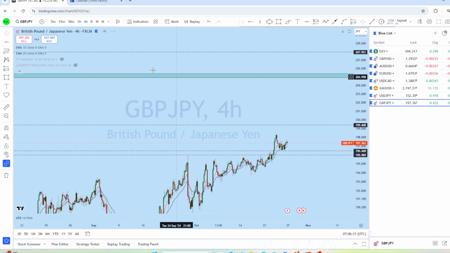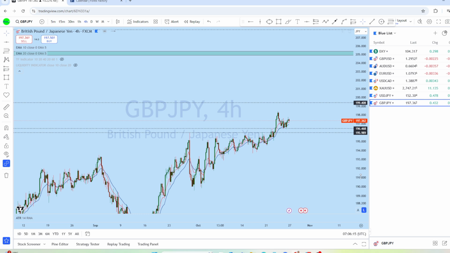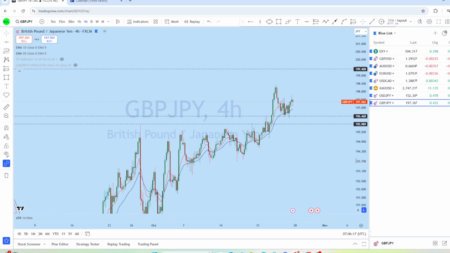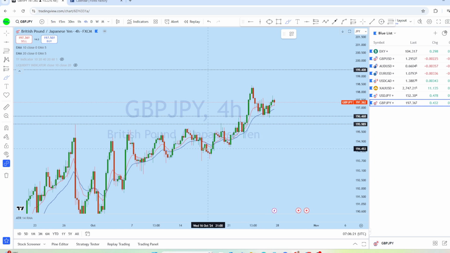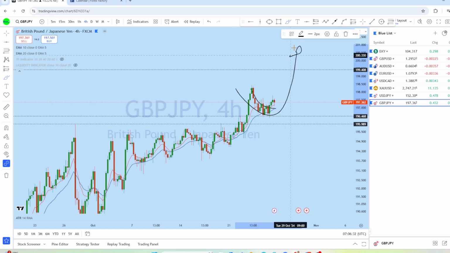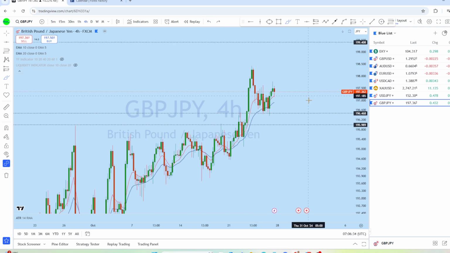From the 4-hour perspective on GBPJPY, we can see that there is also a very strong bullish market structure. From the intraday, after this consolidation pattern, the market managed to break out with a strong pull, and it has come for a pullback. The structure looks like we might see another bullish impulse in that market.